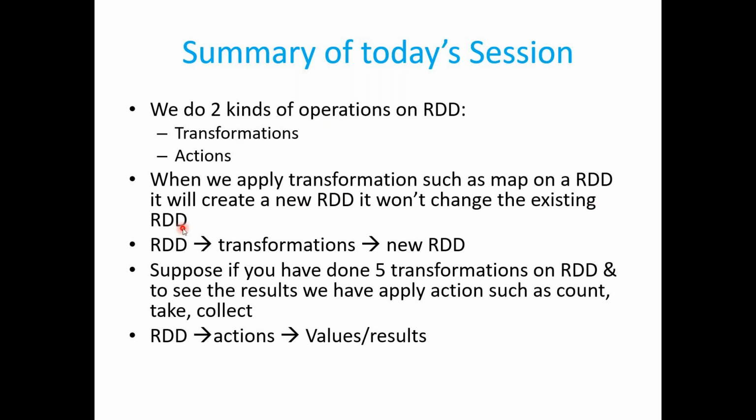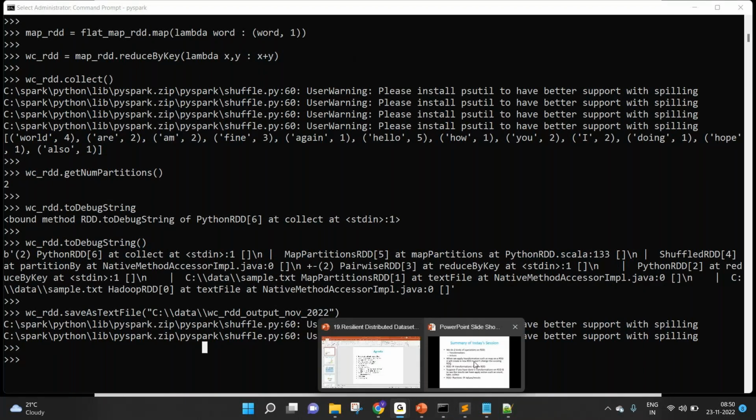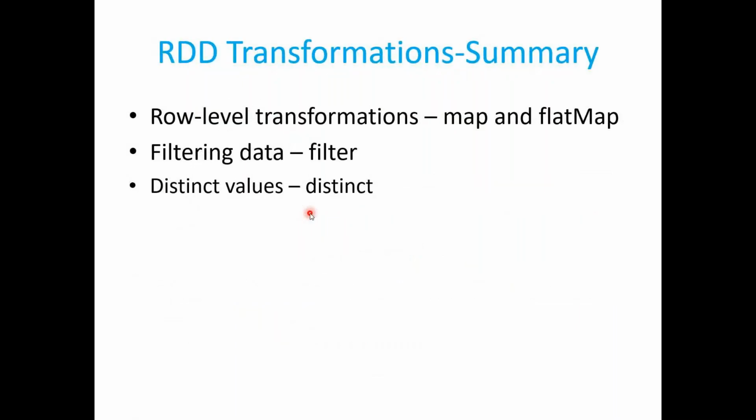And that's what we have seen in the previous session. RDDs are immutable in nature. That is, they are not modifiable. It won't change your original RDD. So these are the transformations that we have seen. To change your data at row level, we have to use either flatMap or map. To filter your data, you have to apply filter. To get the distinct or unique values, you have to apply distinct.